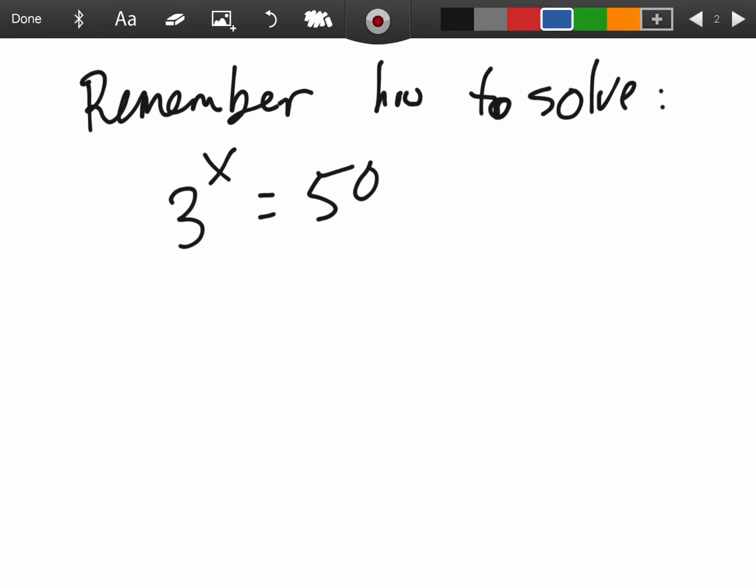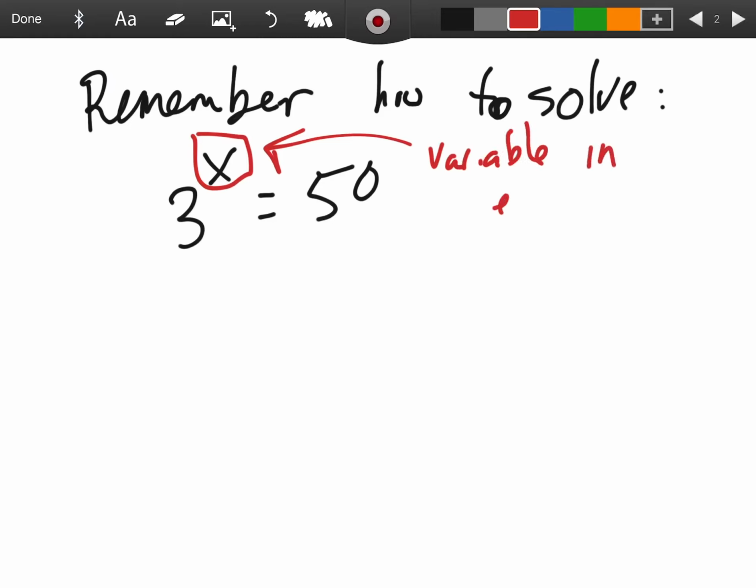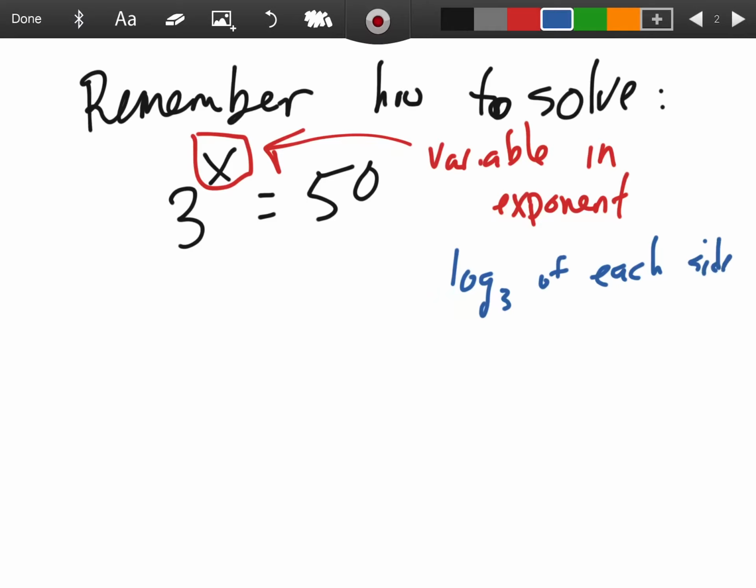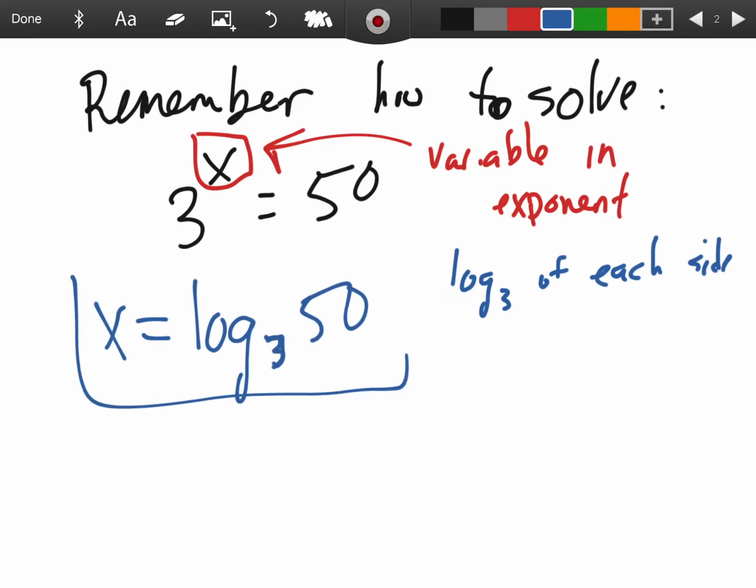So let's just start off by remembering how to solve a problem like 3 to the x equals 50. This is an exponential equation, and the reason we call it an exponential equation is because we can see we have this variable up here in the exponent. How do we get it out of the exponent? We know that we need to use logs. So at this step, we would take log base 3 of each side. After we do log base 3 of each side, we are left with just x equals log base 3 of 50, and that would be our final answer.